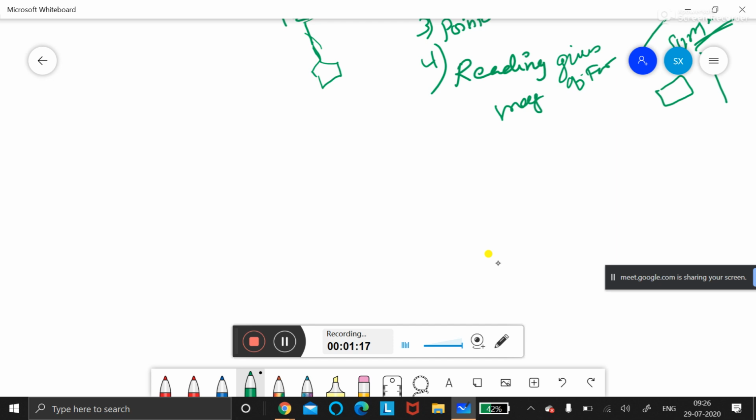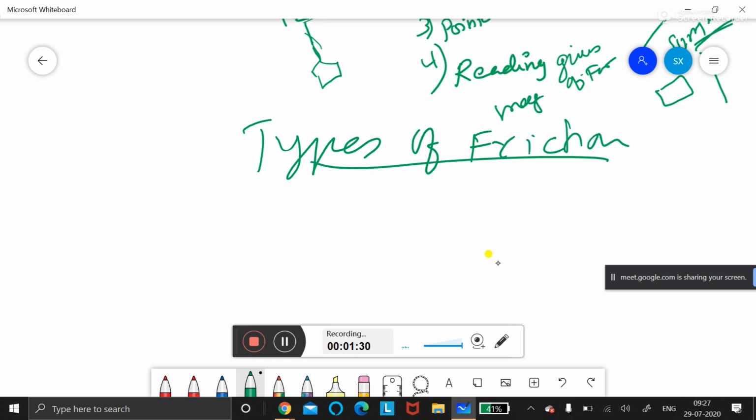Okay, now let us go to the types of friction. We already studied two types. Which are the two types we studied already? Static friction, sliding friction. Very good.